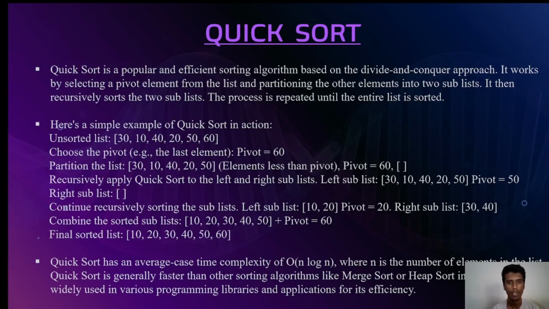In quicksort, we select the pivot element. Then we compare the other elements in the array. Let's see the example. We have an array of 30, 10, 40, 20, 50, 60. Here we select the pivot element as 60. Then we get the array of 30, 10, 40, 20, 50. In that, the pivot element will be 60. Then we divide the array.